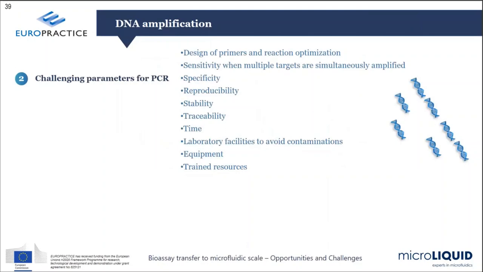So there are many different parameters which are challenging for PCR detection, for PCR amplification. First, of course, is the design of the primers. They need to be specifically designed so that they only bind to specific parts which are only present in your target and not in any other DNA or material that might be present in your sample, so that you have specificity. It also needs to be reproducible and very stable, so all these different molecules need to be stored in a way that they are able to work after different times.